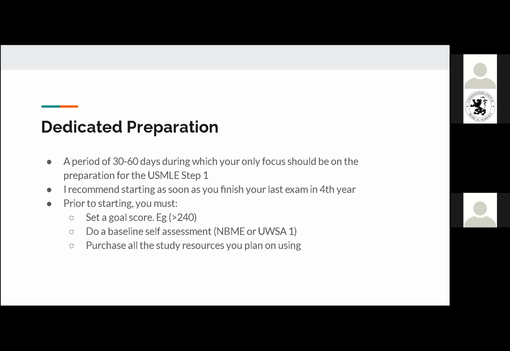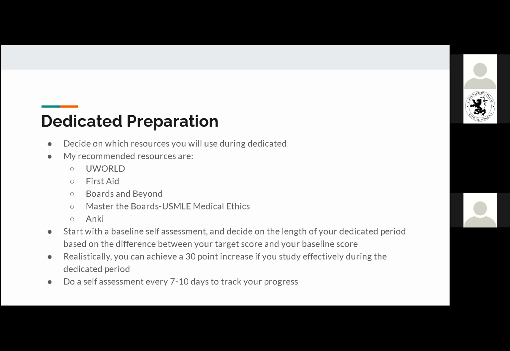You want to purchase all the study resources that you plan on using. My recommended resources, which I think I already mentioned, but I'll just recap: UWorld, First Aid, Boards and Beyond, Master the Boards, and Anki.